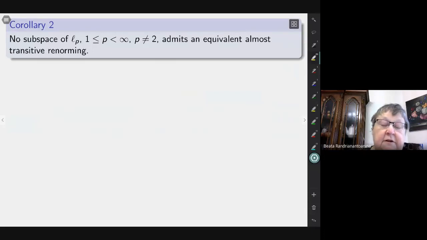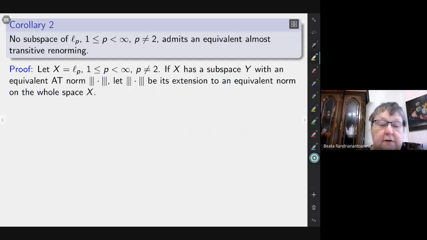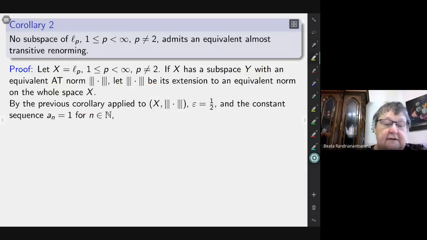So here is maybe the one proof that I don't want to skip. I will show that no subspace of the classical L^p can admit an equivalent almost transitive renorming. This follows from the lemma that we just saw. First of all, imagine we have a subspace which has an equivalent almost transitive norm. Let's extend this norm to the whole space L^p, which is again classical that this can be done.